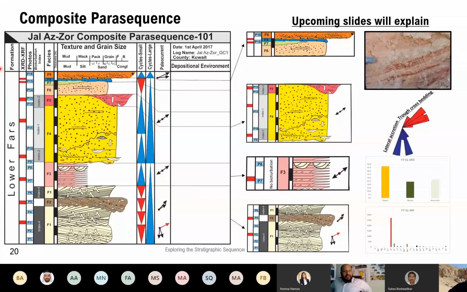So here we have a simplified sequence that represents the building blocks of the Jal Az-Zor sequence. What we are highlighting, or what we are raising as questions, is what could these deposits be? For example, the lower section, the highly bioturbated, in what depositional environment could this be deposited? The muddy facies with no bioturbation, in which setting is this deposited? So we will go one by one, and hopefully we're going to see how we reach the end of the story.